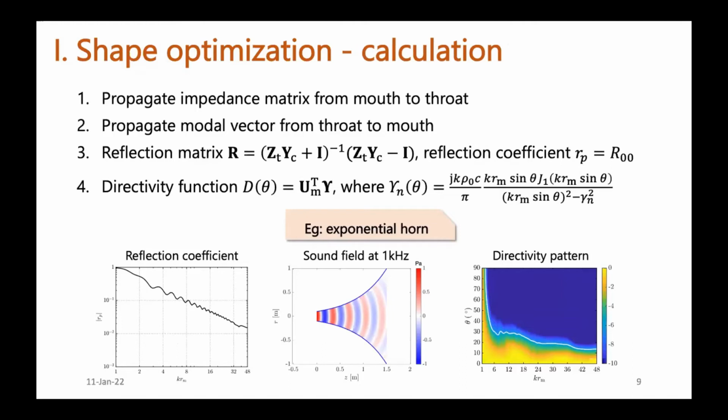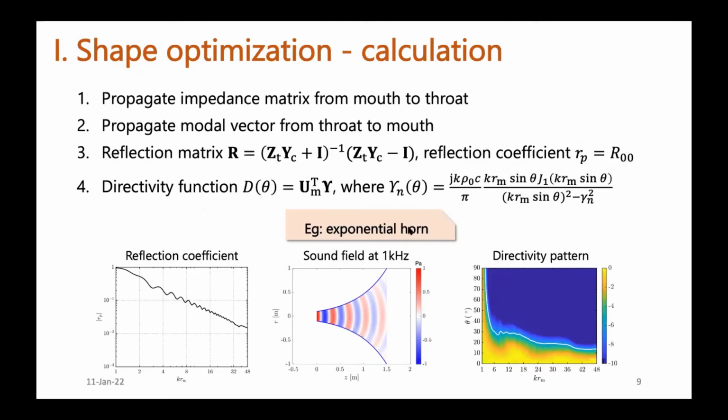And then at the throat, we can obtain the reflection matrix in terms of the throat impedance matrix, and its left corner element is the plane wave reflection coefficient, here RP, and then we can find the closed form solution of the directivity function, as long as we have obtained the mouth volume velocity.